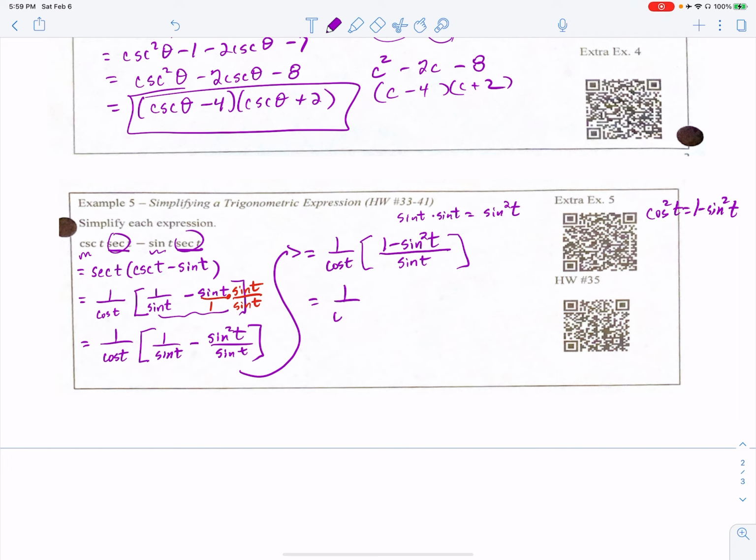So I have 1 over cosine t times cosine squared t over sine t. And we saw this a little bit earlier, that this cosine t can take out one of those, because this is really 1 over cosine t times cosine t over sine t. So one of those can take out one of those. And that leaves me with cosine t over sine t.